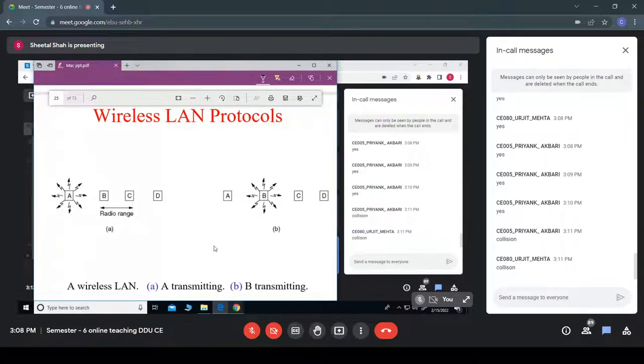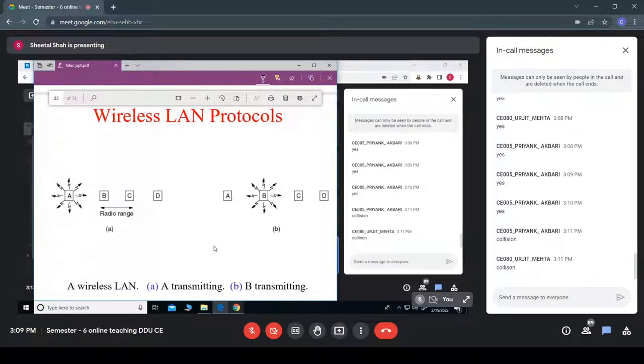For the wireless LAN, we have already studied CSMA/CA, and we have seen CSMA/CD. In a wired network, as soon as a collision has occurred, we can easily make it out, because the power of the data would be increased, as we have discussed. But in the case of CSMA/CA, in wireless LANs, if a collision has occurred, the station would not be able to see whether there is a collision or not, because the power would be reduced a lot, and hence it would be difficult to make out. So this is one such problem which we find with wireless LAN protocols.